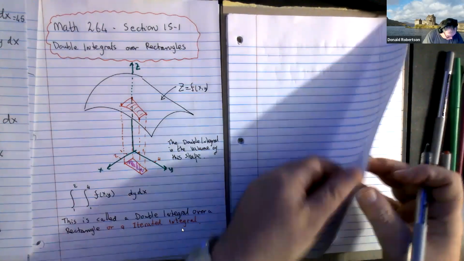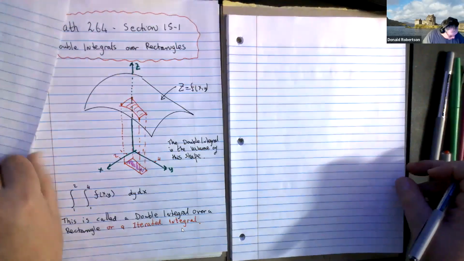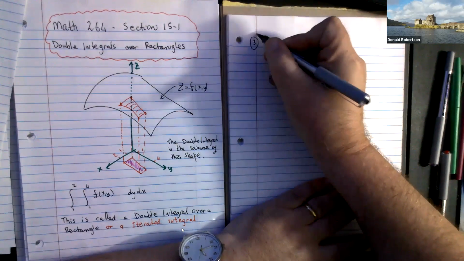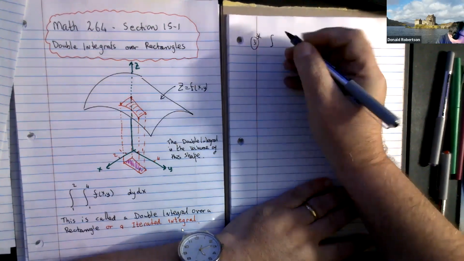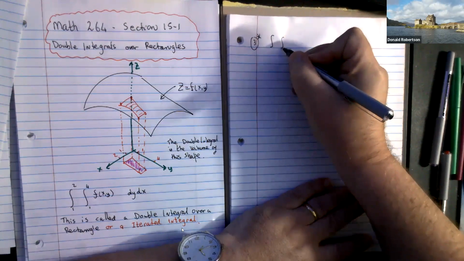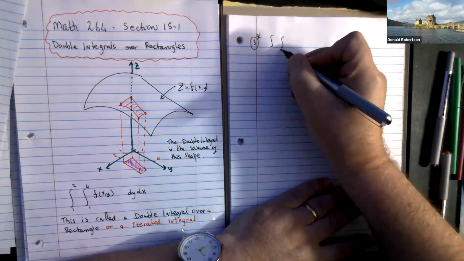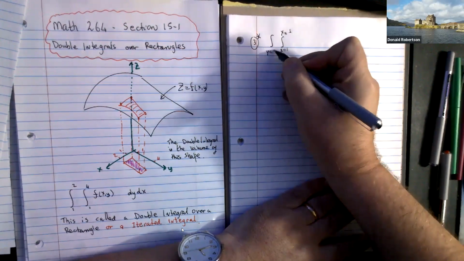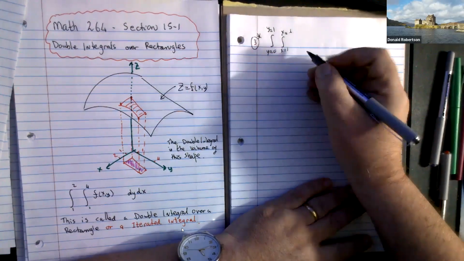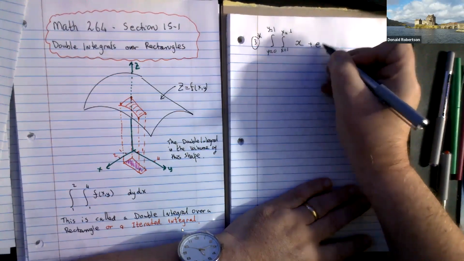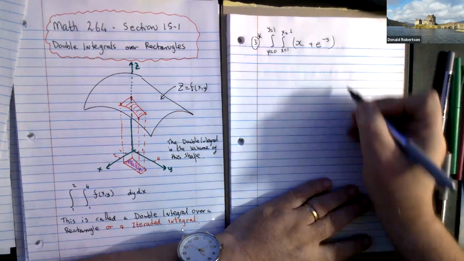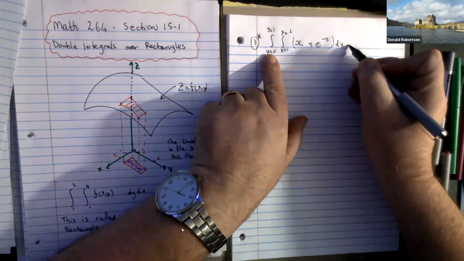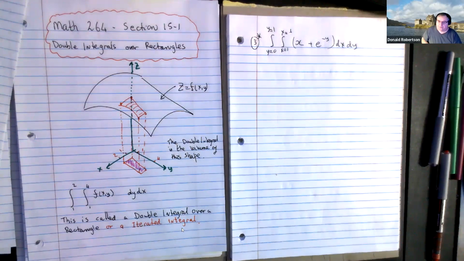So let's try another one. This one is similar to question 3. Suppose I am being asked to do this one from x equals 1 to 6 and from y equals 0 to 1. I'm being asked to find the integral of x plus e to the negative y, dx first, followed by dy.